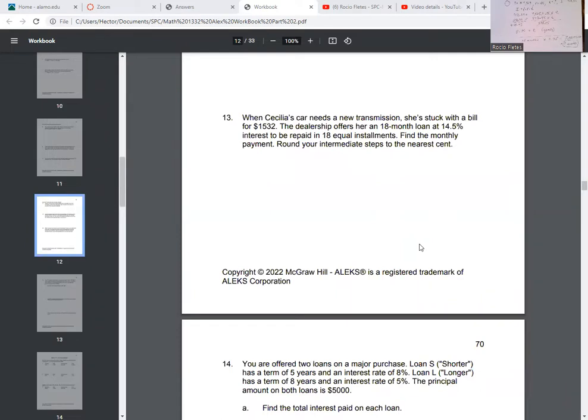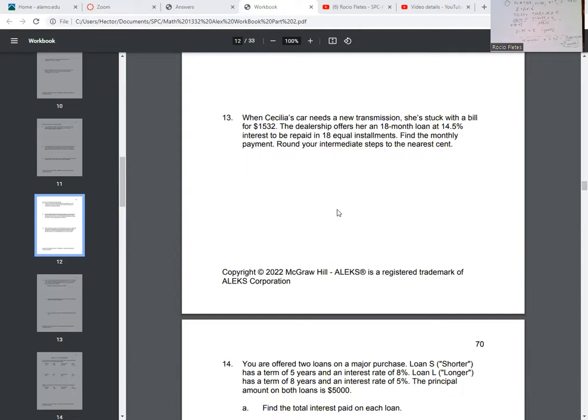Okay. Number 13 is the last question. Let's read this. It says, when Cecilia's car needs a new transmission. Oh, I definitely remember, I think I'm in that situation. I hope not, but I may need to get a new transmission or a new car, and we will see.